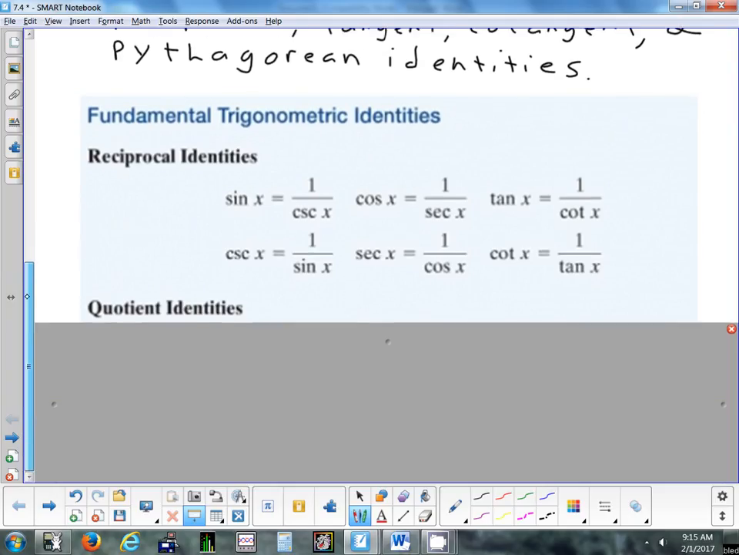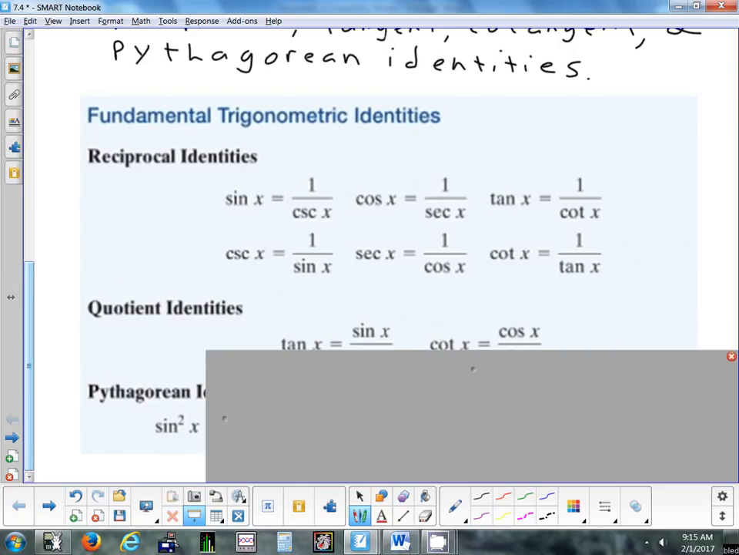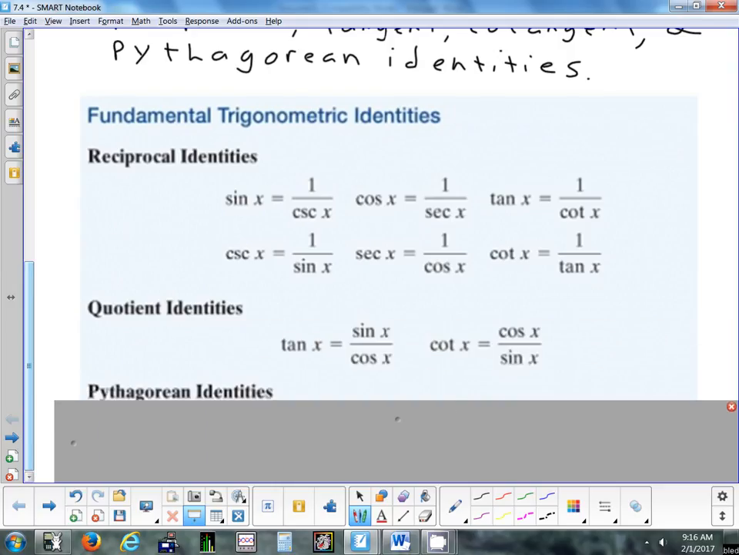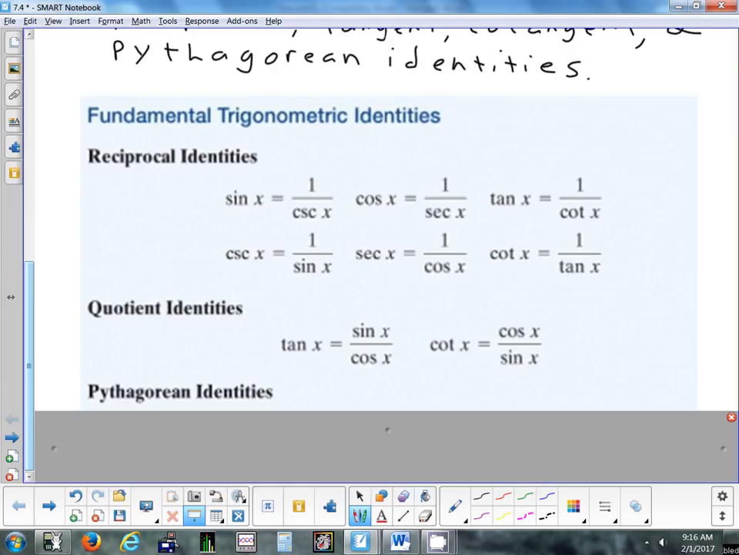We have the quotient identities. Does anybody remember the quotient identity for tangent? How you can rewrite tangent just using sines and cosines? Yeah, tangent is sine divided by cosine. That's a quotient identity. And if you can write tangent as sine over cosine, then you can write cotangent as cosine over sine.